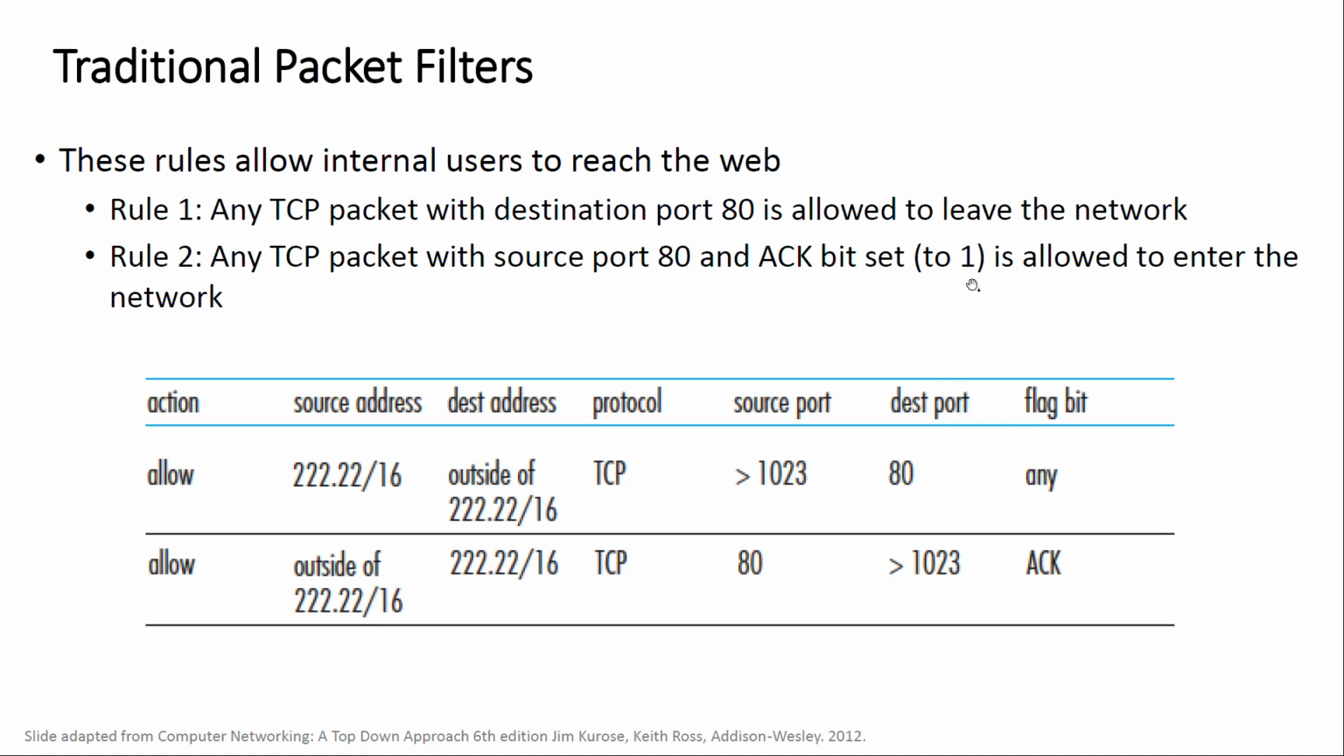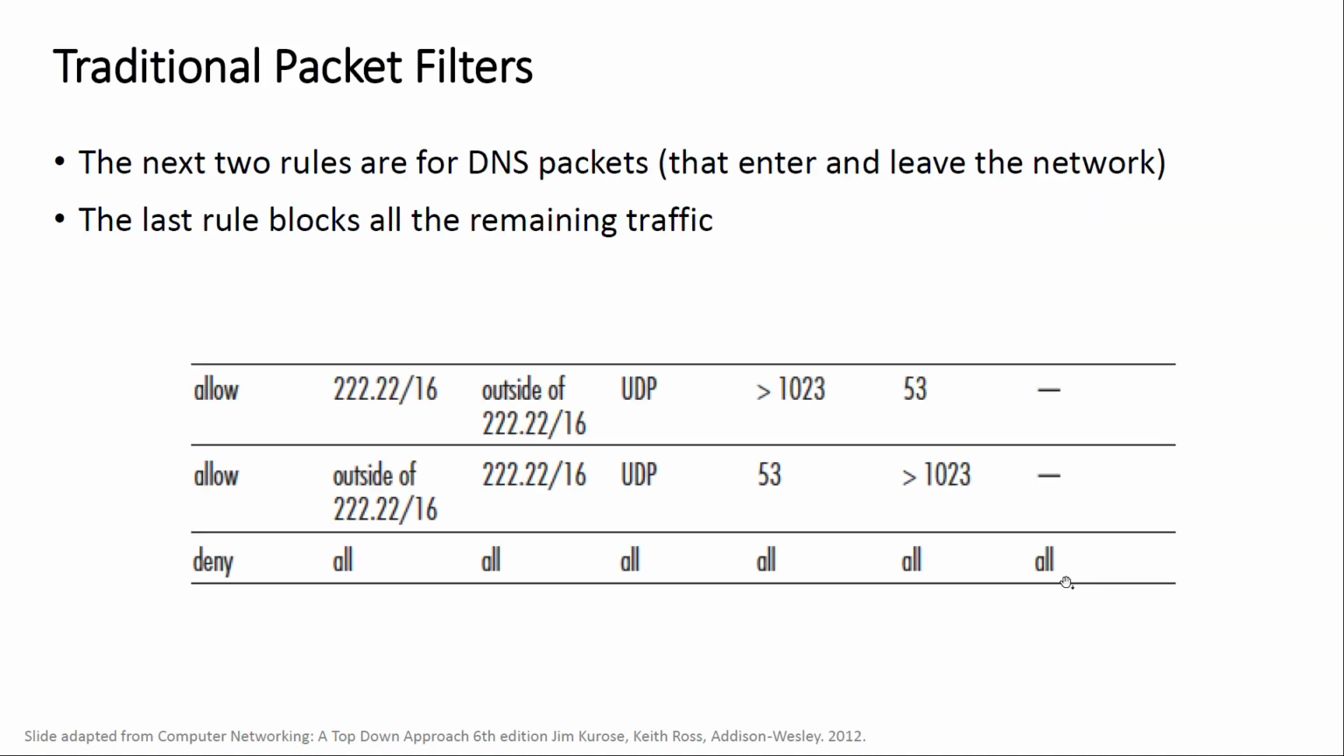But when they are 0, this will mean that external users are trying to connect to the internal server, so it will be prevented with this line because they won't have the flag bit ACK equals 1. They will be ACK equals 0. The remaining two are for DNS packets that enter and leave the network here. The last rule blocks all the remaining traffic, which I already mentioned.